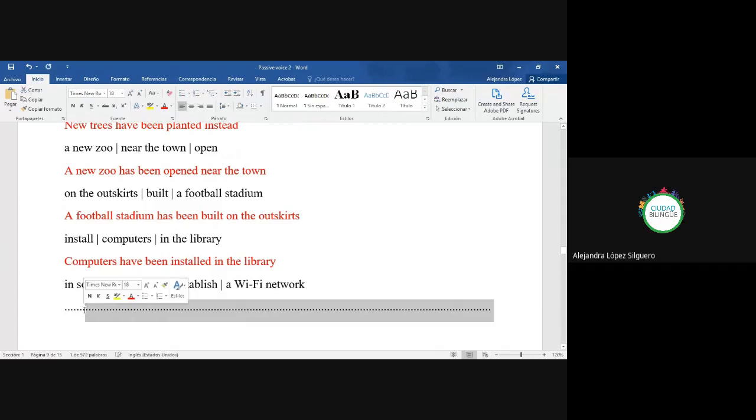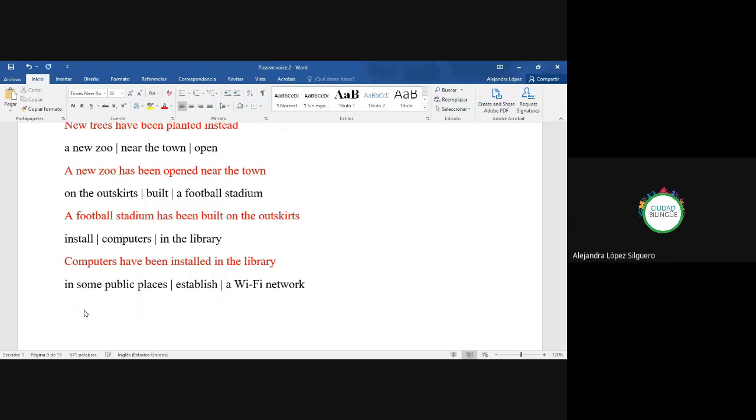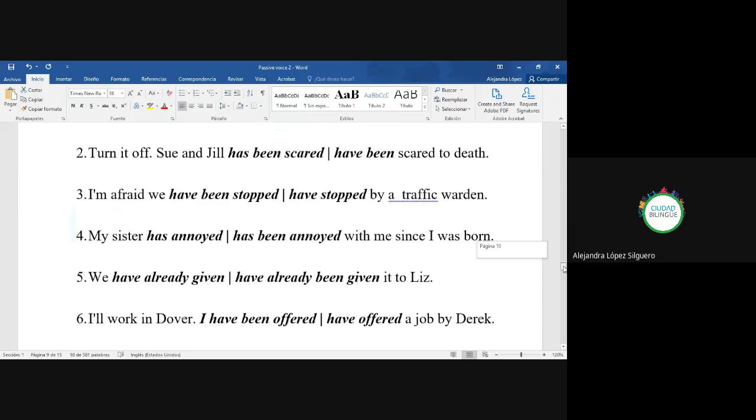This one. In some public places, establish a Wi-Fi network. A Wi-Fi network has been established in some public places. Excelente, Alicia. Muy bien. Let's continue with this one.